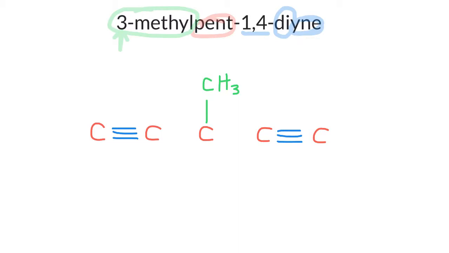And just remember, each carbon needs a total of 4 bonds. And we fill up the empty spots with hydrogen. So one here, and here. So that's 3-methylpent 1,4-diene. Another fun name.